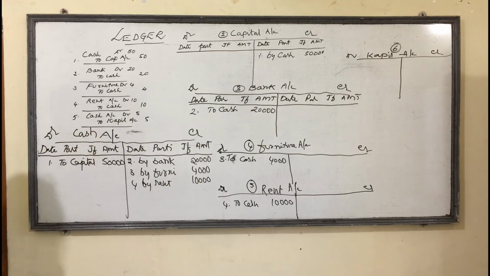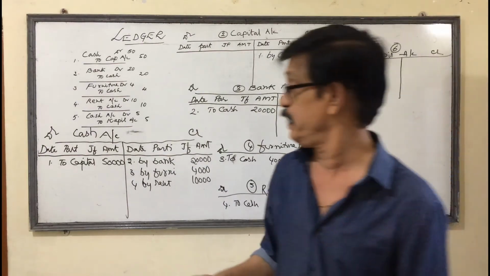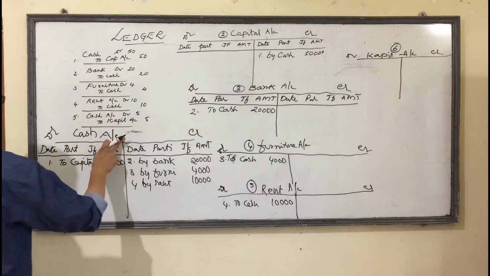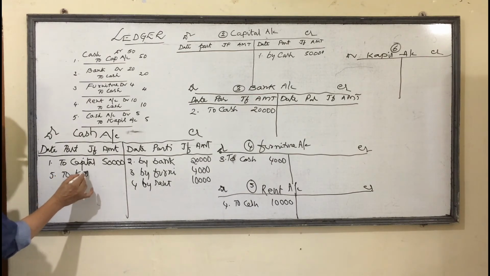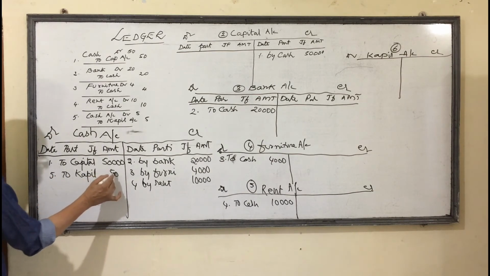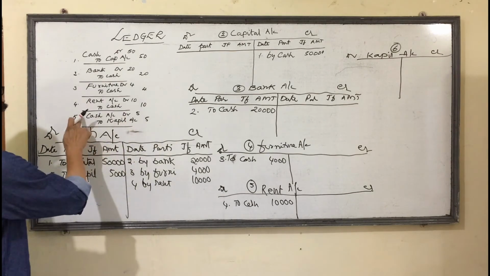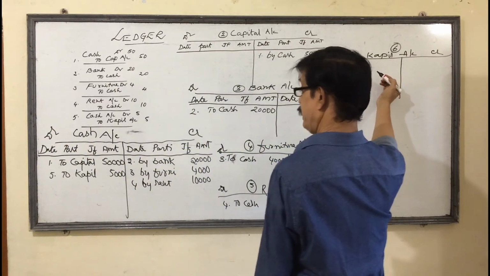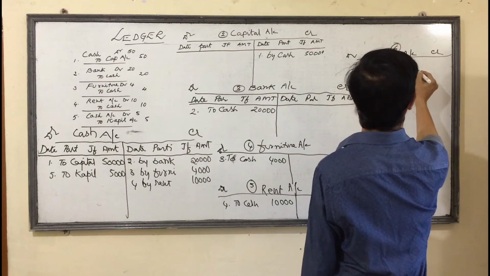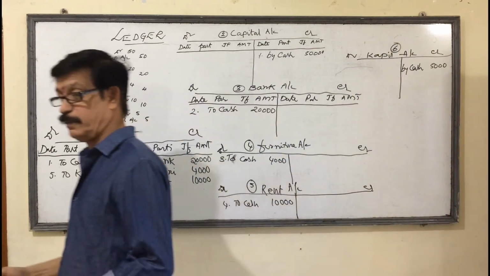Now last one, cash account debtor to capital account. First we said which account we have to enter? Cash account. In the cash account, debit side, you have to write down to capital. In the capital account, credit side, you have to write down the debit name, by cash. Okay.